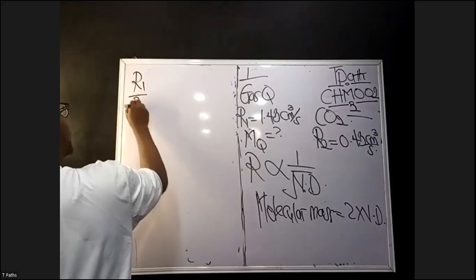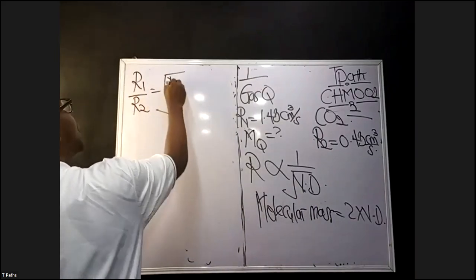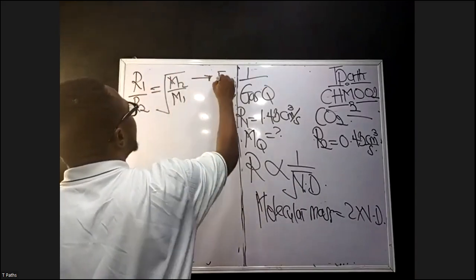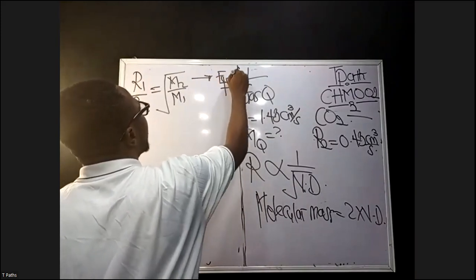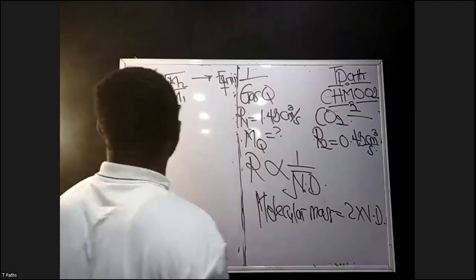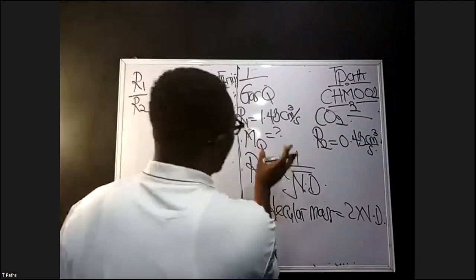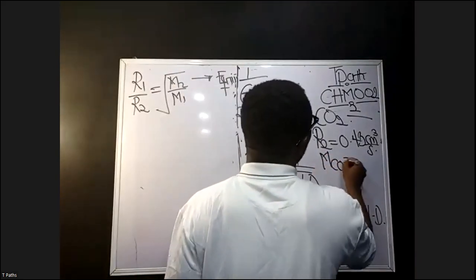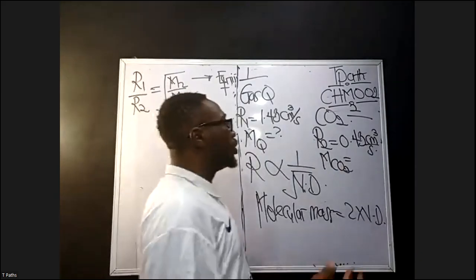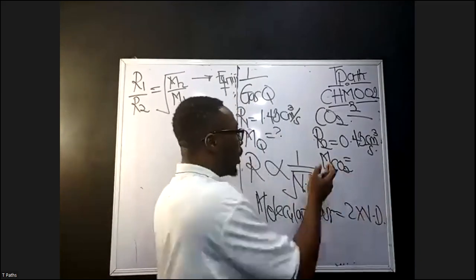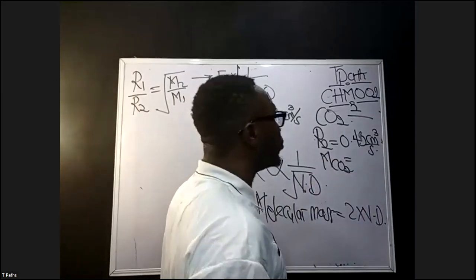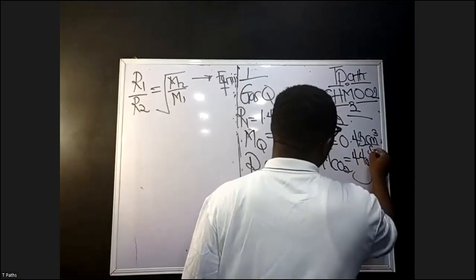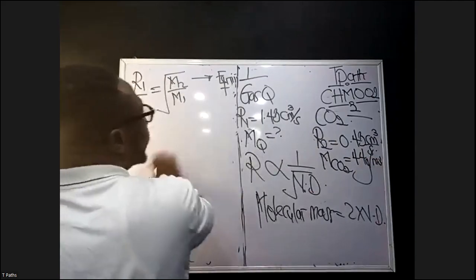R1 over R2 is equal to the square root of M2 over M1. Let's call this equation 3. Now we have our data. The molecular mass of Q we don't know, but for CO2 we can solve. The molar mass of carbon is 12 and of oxygen is 16, so 12 plus 32, that is 16 times 2, gives 44 grams per mole.